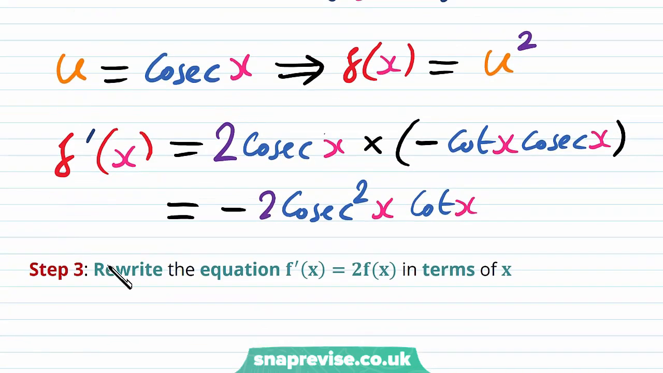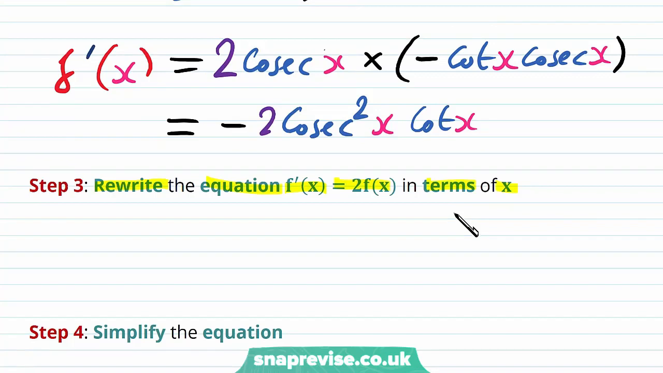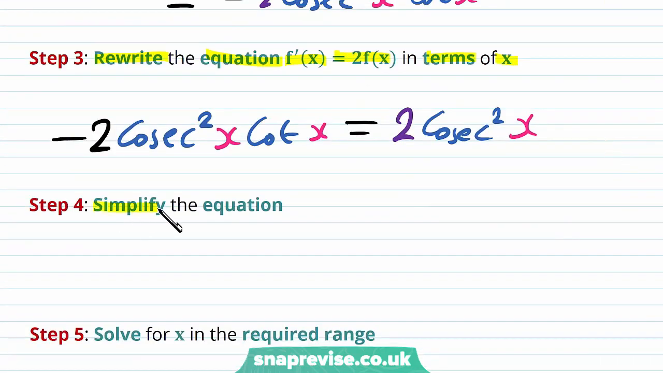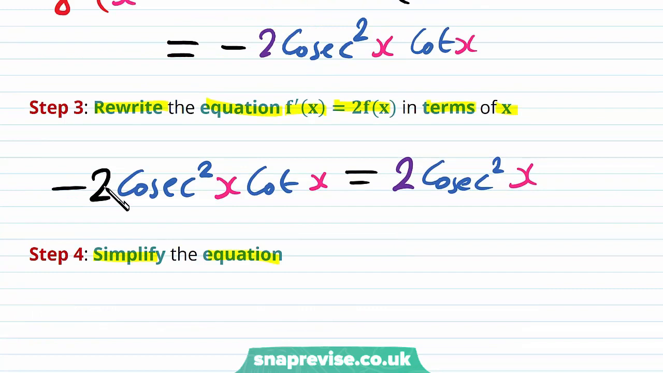Our third step is to rewrite the equation f prime of x equals 2f of x in terms of x. F prime of x is equal to minus 2 lots of cosec squared of x multiplied by cot of x. And 2f of x is 2 lots of cosec squared of x. Our fourth step is to simplify the equation. We have a 2 lots of cosec squared on the left and right hand side.